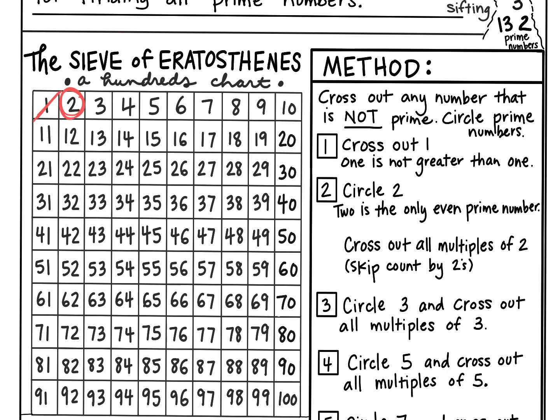Okay. We're going to cross out every other multiple of 2. So we're just skip counting by 2s. So cross out every single multiple of 2. Or maybe just the evens. All even numbers. So it'll make a little pattern. It does make a pattern.